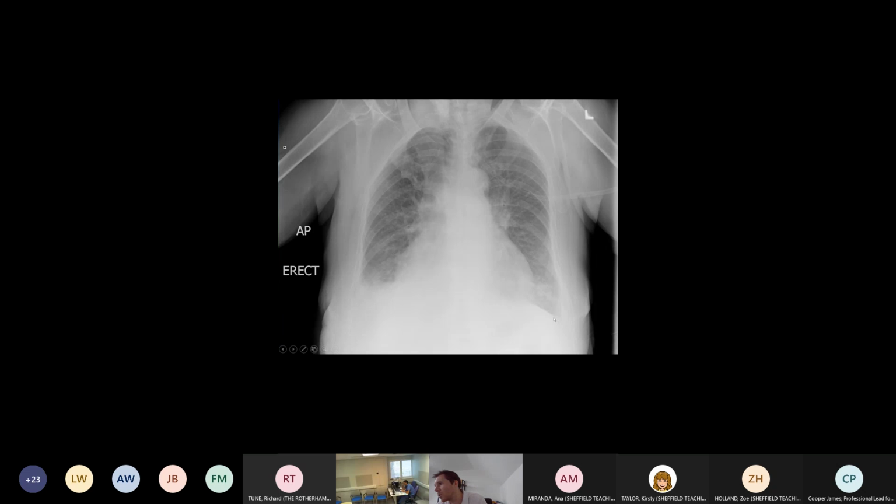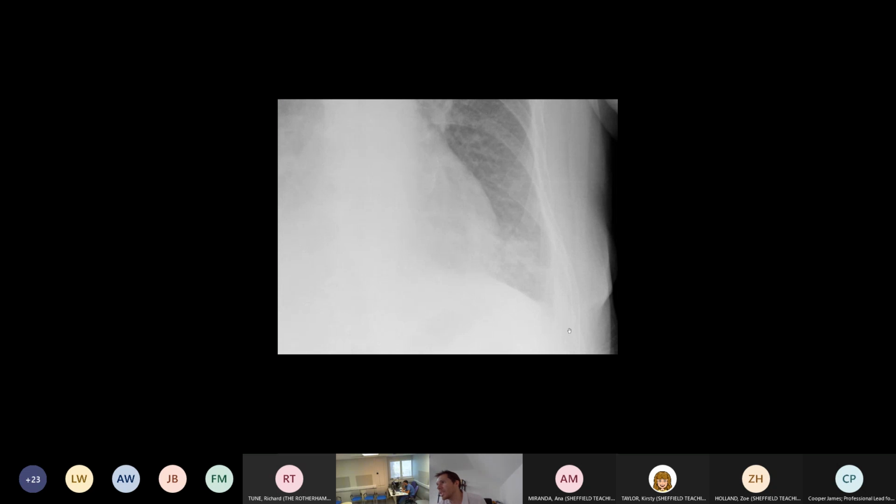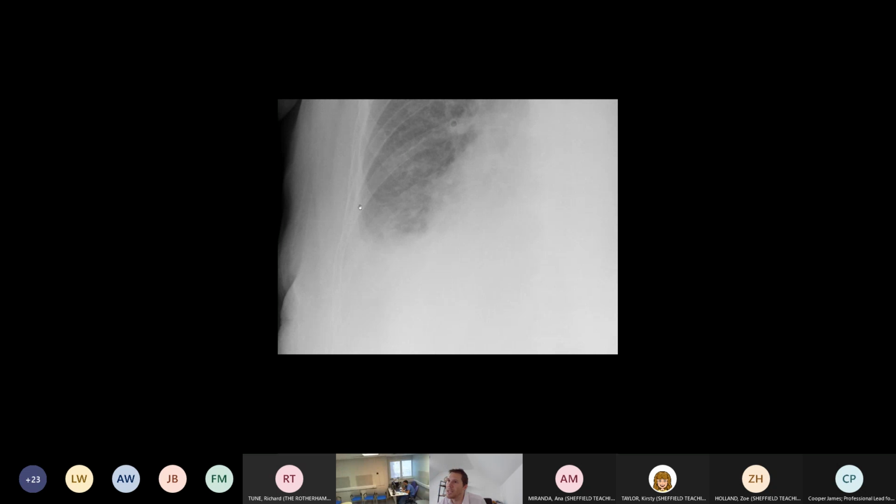We're losing our costophrenic angle. Our costophrenic angle should come right down to the ribs. We're losing it. The costophrenic angle looks like it's starting here when really it should be here. So this is a pleural effusion tracking laterally. If I zoom in, you can see this white dense edge. That's not a rib. That's pleural fluid tracking laterally. And again, if we go to the other side, this white density here, again, that's not a rib.